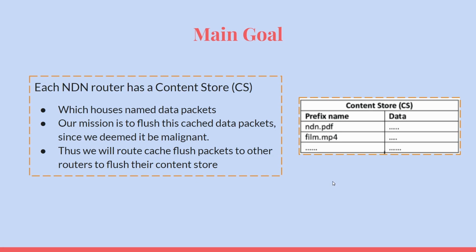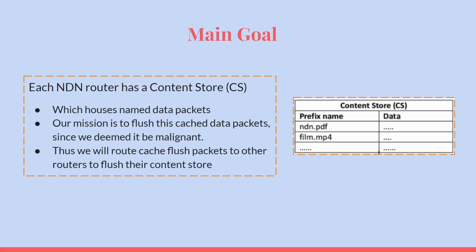We will discuss some methods for content flushing. This will occur in the content store of an NDN router, which houses named data packets. The mission is to flush these data packets, since we deem them to be malignant. Finally, we will route these cache flush packets to other routers to flush their content store.